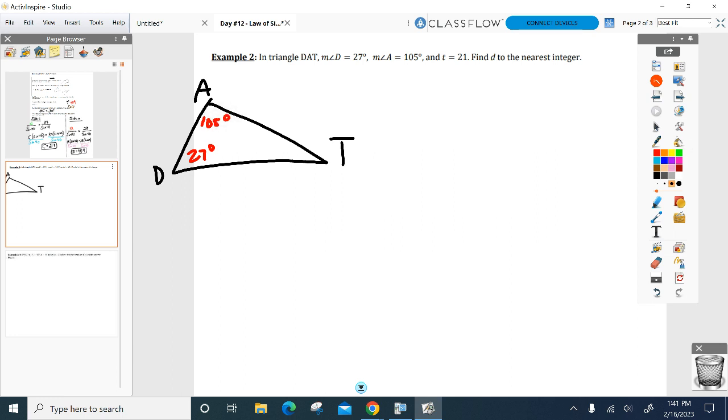Now, hey, do we start? Now you're going to start seeing the notation. Now you'll start seeing T equals 21. That's the side opposite. Angle T is 21. And now I'm looking for side D, the side across from angle D. All right, little law of sines here for you.